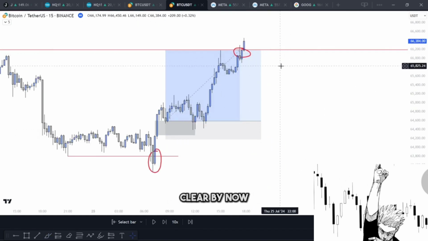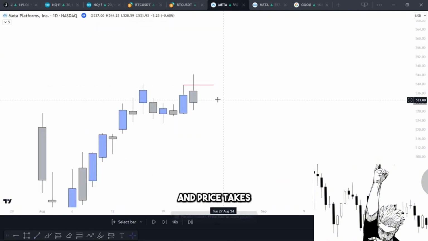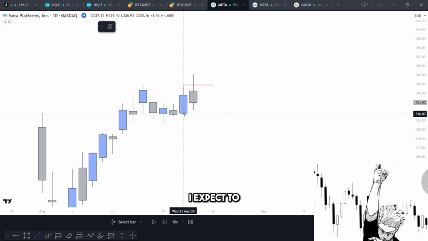Now the setup should be very clear by now, but let's take a look at another example so it's even easier to understand. So once again we're on the daily time frame, and price takes out the high of this first candle. So what do I expect to happen next? Price is attracted to the low of this candle right here.